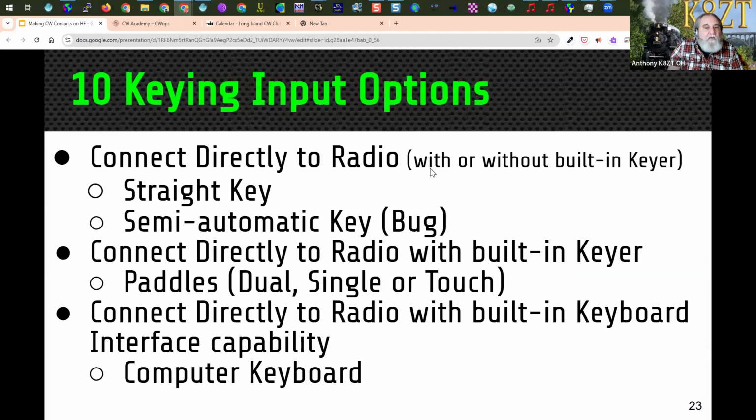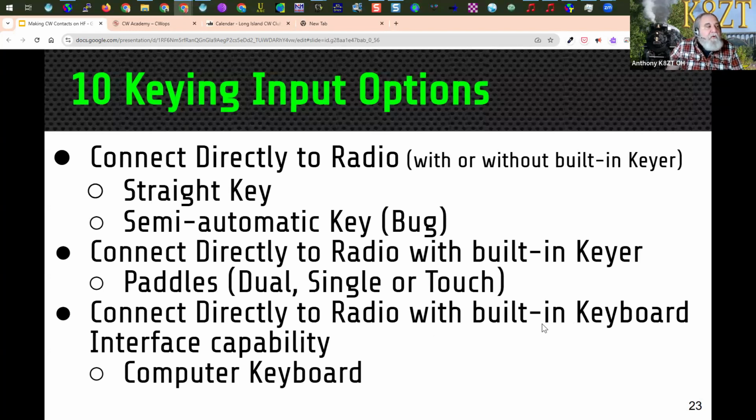Again, nothing else required. Even if your radio doesn't have a built-in keyer, it doesn't need one. All it needs is a jack to key the radio. You can connect it directly to the radio with a built-in keyer. So if that's the case, you can hook up a set of paddles directly to the radio and use the built-in keyer in your radio. And a lot of modern radios have built-in keyers, so you wouldn't need anything else other than the paddles.